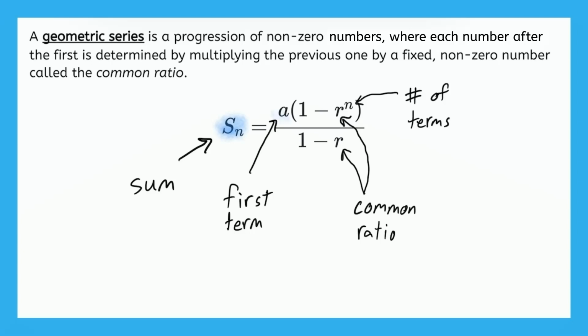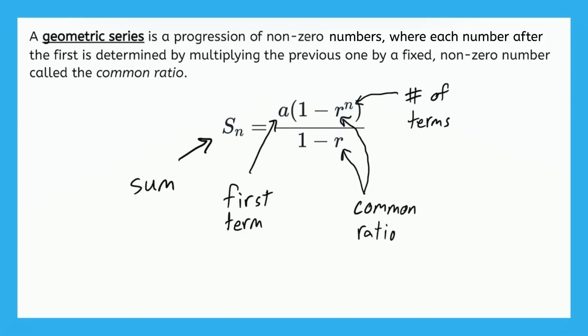Now A, just like A is the first letter in the alphabet, A is the first term in a given series. It's the first number. Now we have R twice in this formula, in the numerator and in the denominator, and that R represents the common ratio. We'll talk about what that means here in just a few moments. And lastly, n is the number of terms or the number of numbers in a given series.